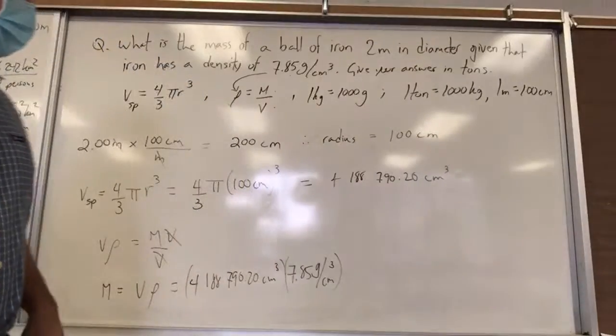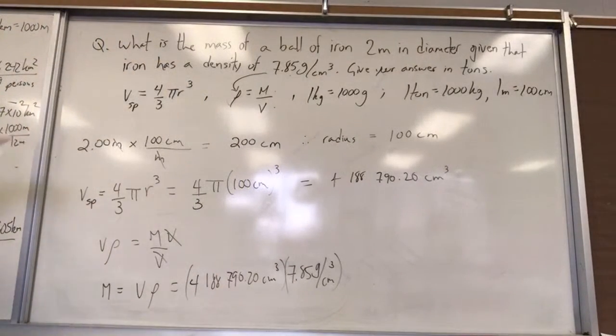So we've established that the sphere has a volume of 4.18 million centimeters cubed. Now we're calculating what its mass is. What's its mass going to come out in? When I cancel the stuff, it cancels.